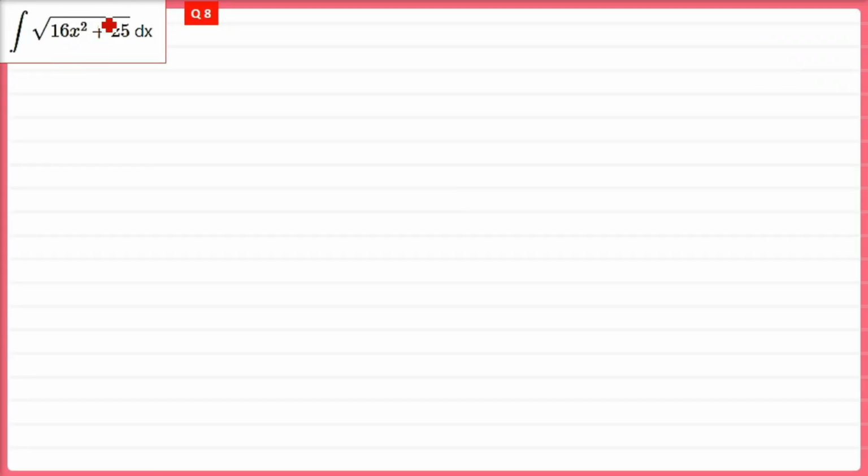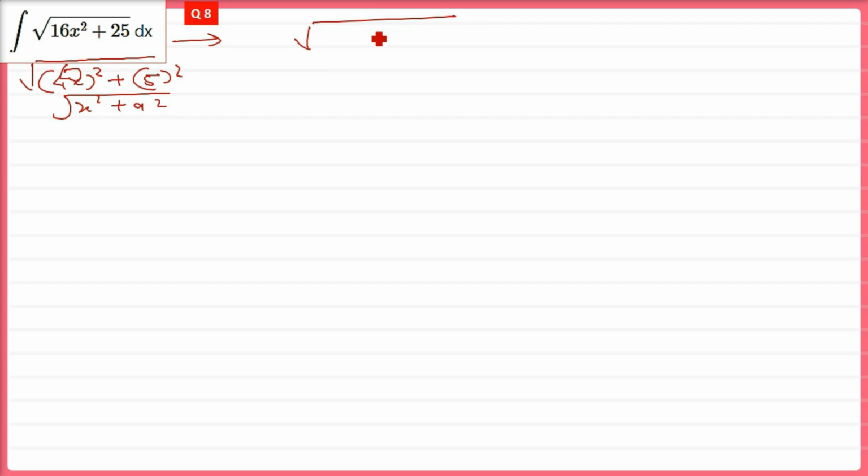Under root 16x square plus 25. Now there is a new concept which I am going to highlight here. If you take this 16x square as 4x whole square, it will be 16x square. 25 can be written as 5 square. Now the x square plus a square formula is known to us. But the problem comes here: what to do with this 4 which is along with x as a coefficient? So we need to get rid of this. Otherwise people will say take 4x as x and 5 as a. But that's not the case.